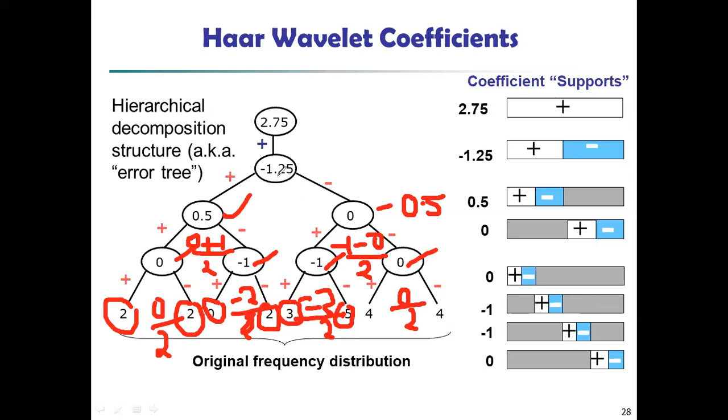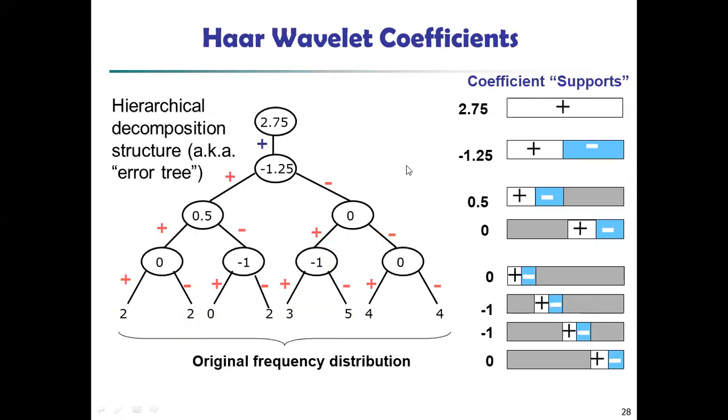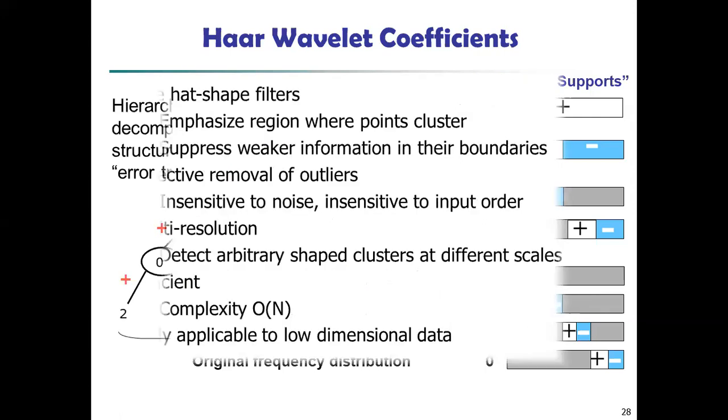That is the 1.25. So you get the 1.25 value. Then finally you can get that value, that is the 2.75. This is the original frequency distribution in Haar wavelet coefficients.